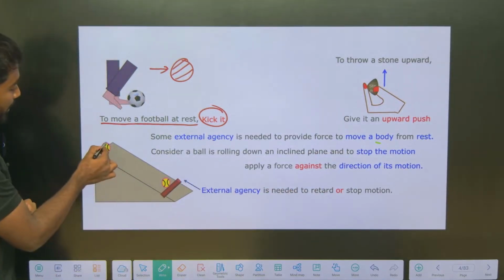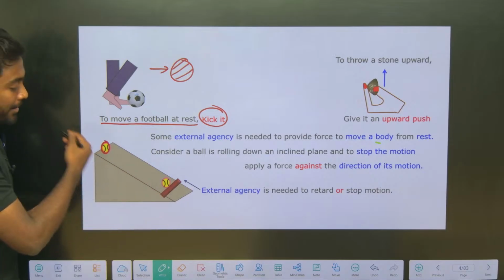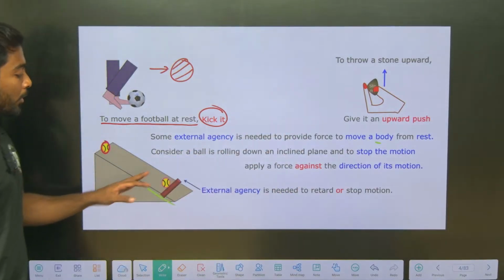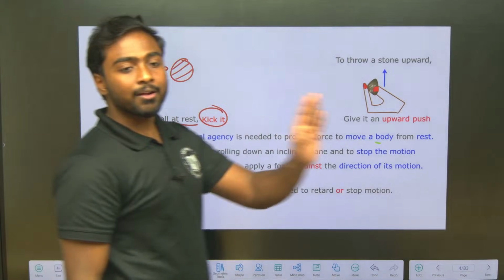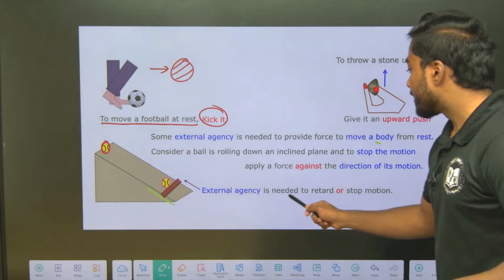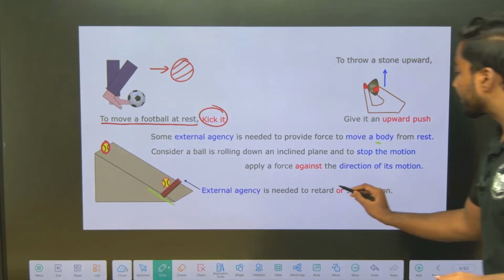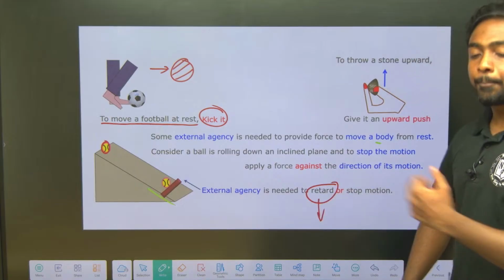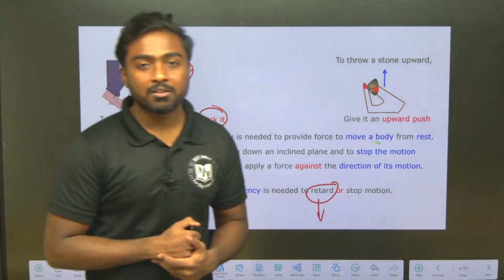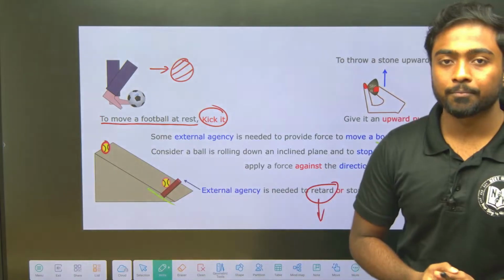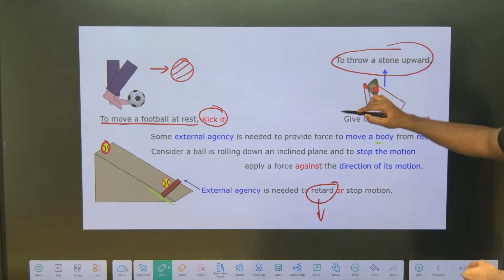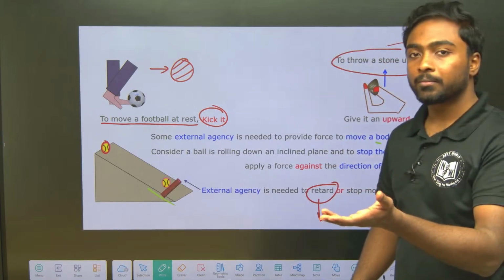Suppose I keep a ball here on an inclined plane. It is rolling towards down. If I want to stop that, I need to apply some external force against the motion. So an external agency is needed to retard or stop the motion. What is the meaning of retard? Retard is nothing but opposing, like retardation, deceleration, negative acceleration, right? And to throw a stone upward, I need to apply some force towards up.